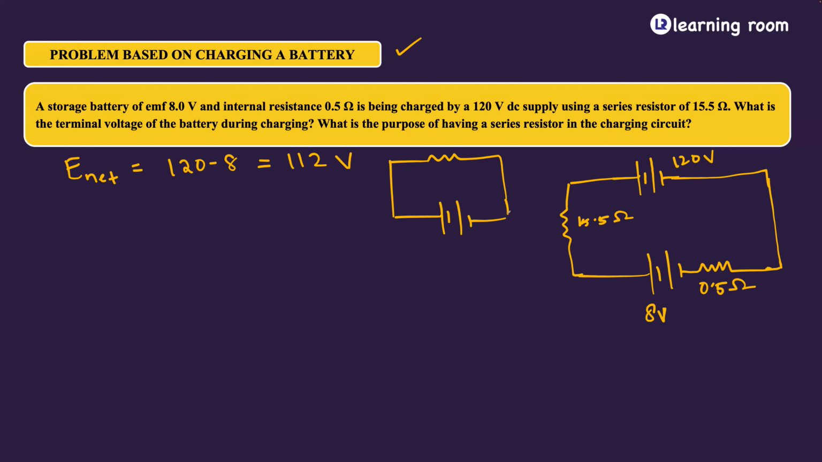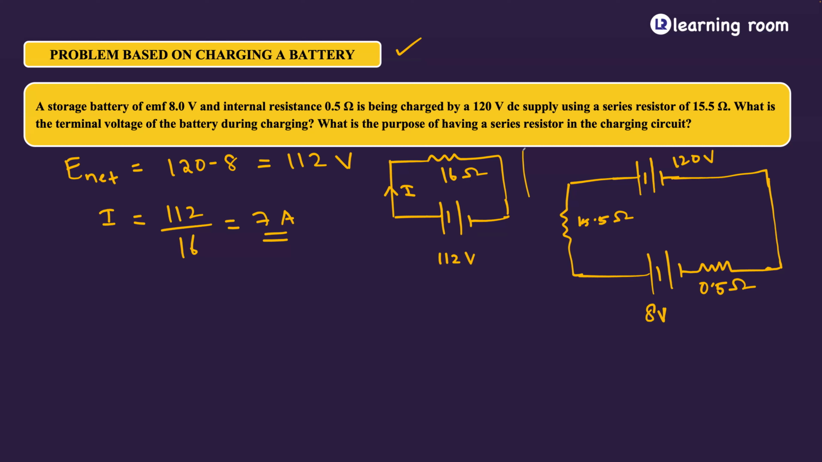Here I'm not considering which is internal, which is external and all. I'm only looking at them like series and parallel. So it is like a 112 volt battery connected across a 16 ohm resistor. If I take the current to be I, then I will be equal to V divided by R. V is 112 divided by R is 16, and the answer will be 7 ampere. So the current that is going to flow through the circuit will be 7 ampere.